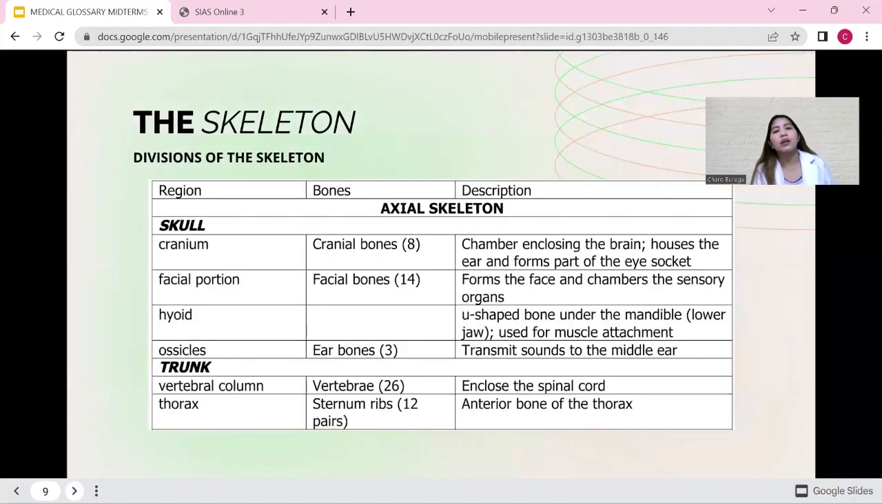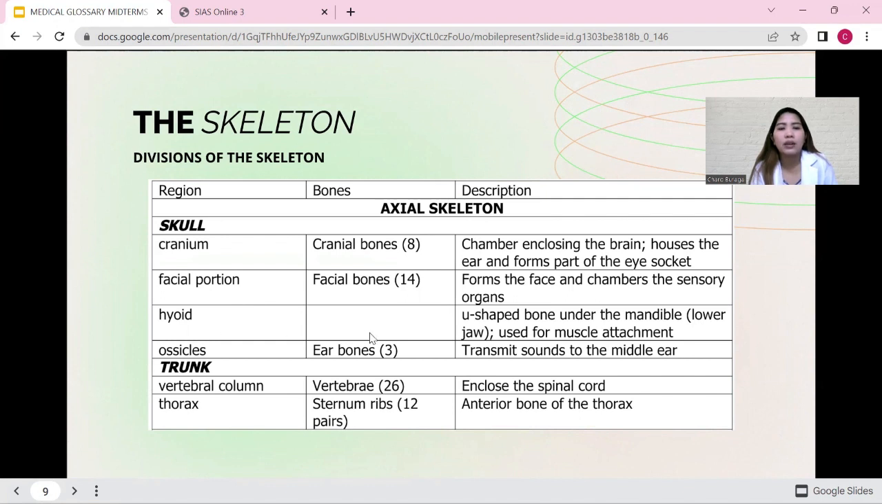Okay, region. Meron tayong tinatawag na region, the skull, the trunk, and the bones kung ano yung nandun, and the description. So, sa skull, meron tayong cranium, meron tayong cranial bones. Tandaan na 8 ang cranial bones. So, chamber enclosing the brain, nagbabalot siya sa brain. It houses the ear and forms part of the eye socket. Okay? And facial portion, the facial bones. So, ang daming bones dito. This is 14 bones. Forms the face and chambers the sensory organs.